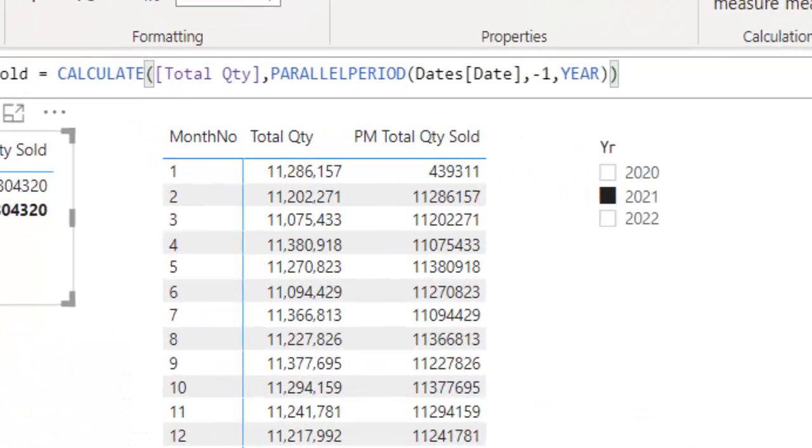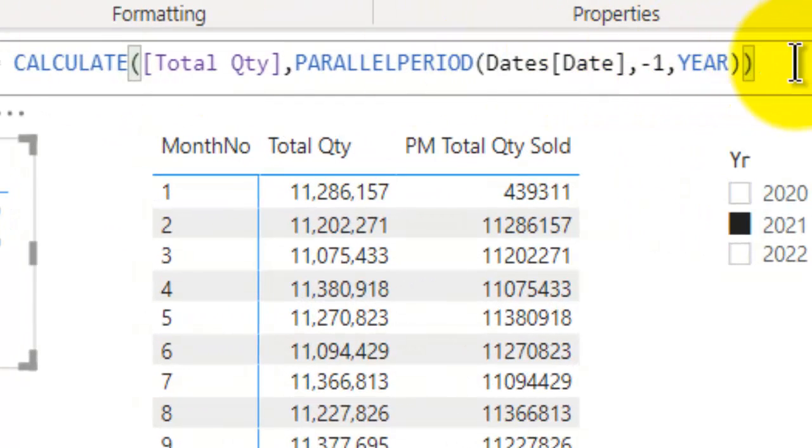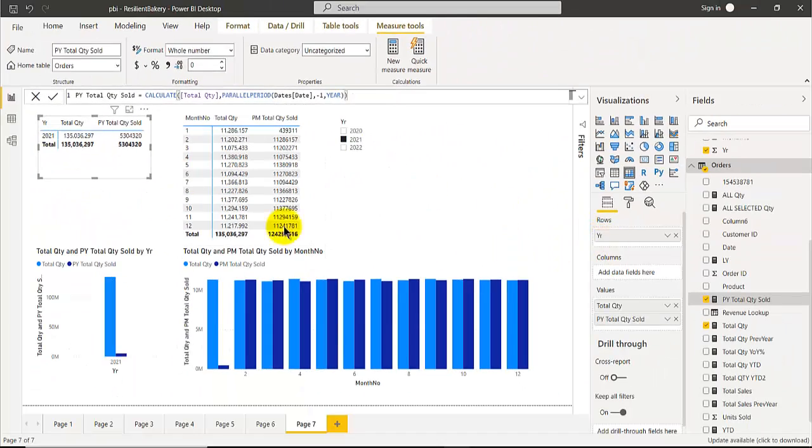So this is it. We have the total quantity, the measure, and we have it filtered by parallel period. Put the dates and -1 and year, and that's it. This is the previous year, and we put it together into this matrix.